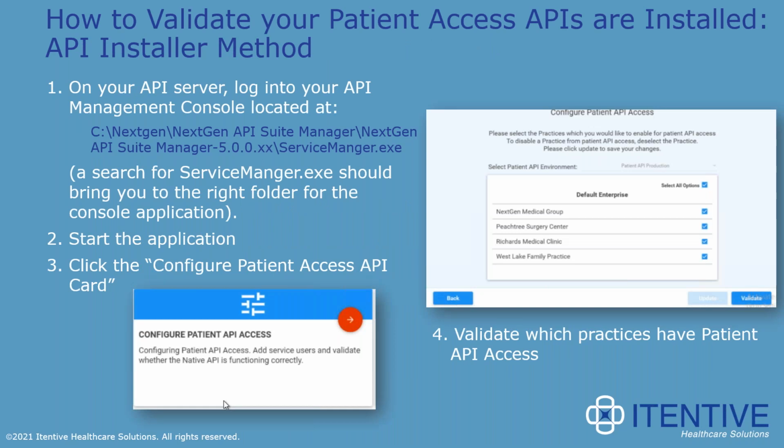So if you're wondering if you have this in place or not, there is an easy way to confirm if this was installed by following the steps on this slide. So you'd go to your API server and log into your API Management Console. We have the location there as well as a quick way to search for it. You would start the application, you would click Configure Patient Access API card, and you would validate which practices have patient API access. So once you reach the steps shown in that screenshot on the right to configure API access, you would just check the box next to the practice that needs that access. And then you would click Update and then Validate. And that will add the API for that practice.